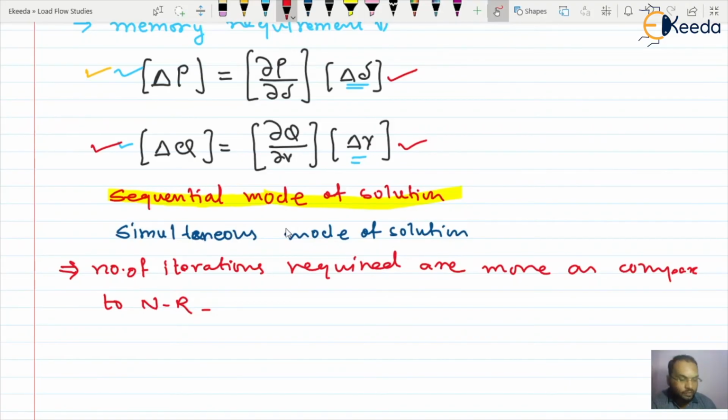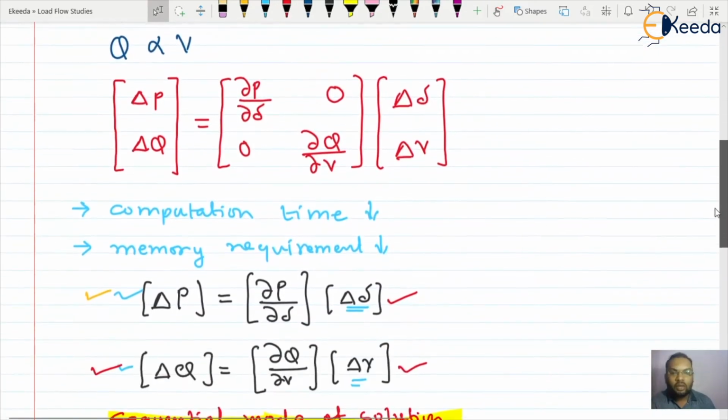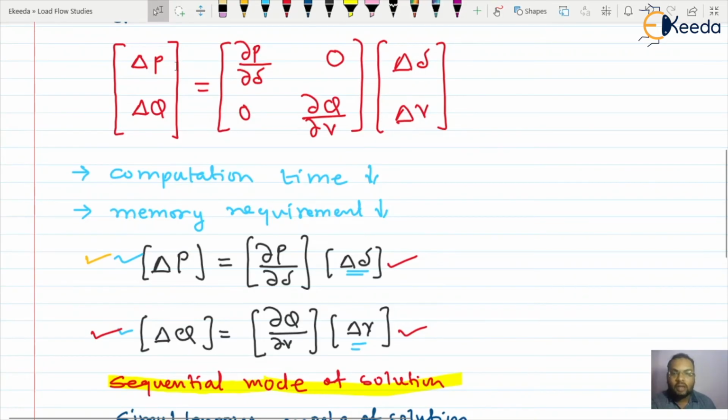Again, as the name indicates, it is a decoupled method. So what we are doing here is decoupling these matrices. We are decoupling the real power from voltage and we are decoupling the reactive power from the phase angle. That is why the name is decoupled load flow method. Because of those approximations, we have been able to decouple the real power and the reactive power, and that way we are reducing the memory requirement and the computational time, but of course the number of iterations will be more.